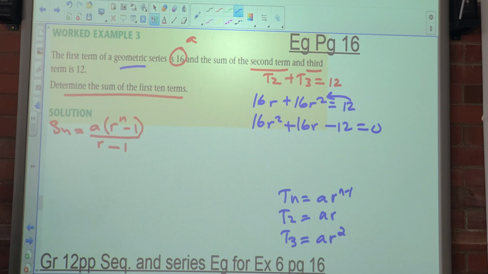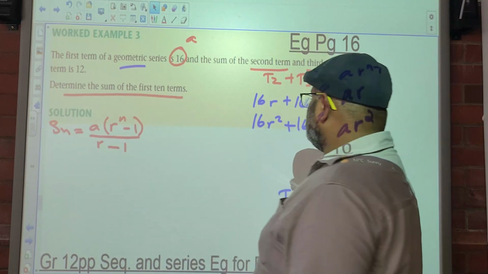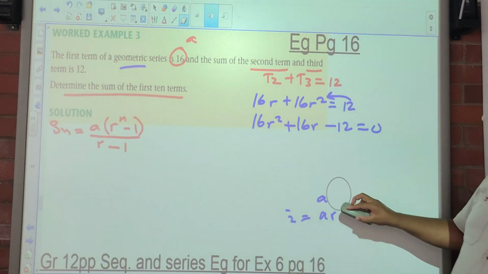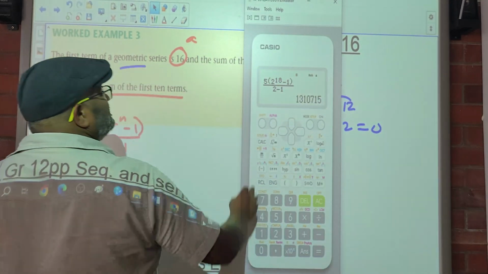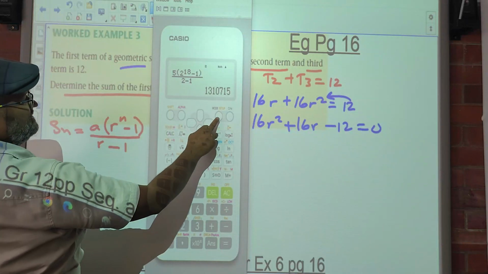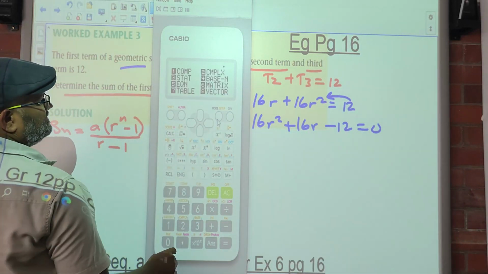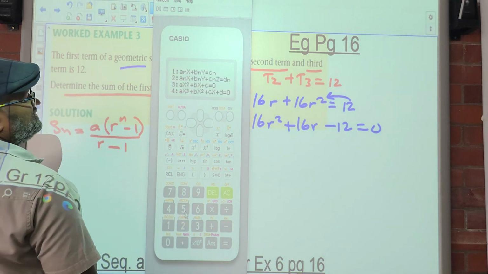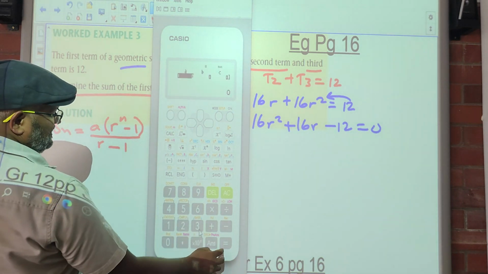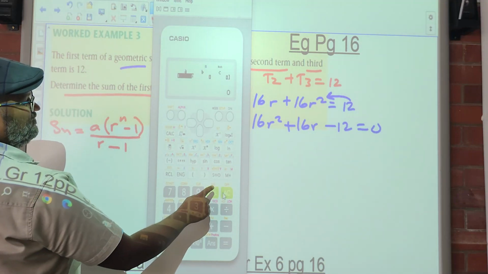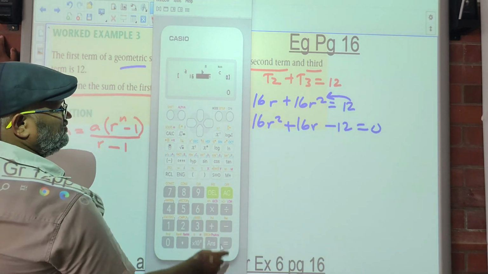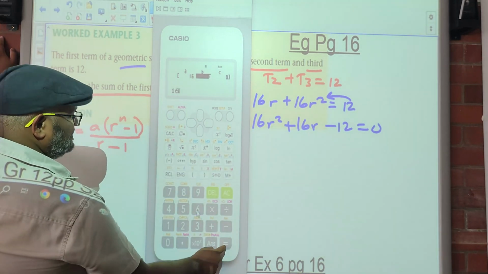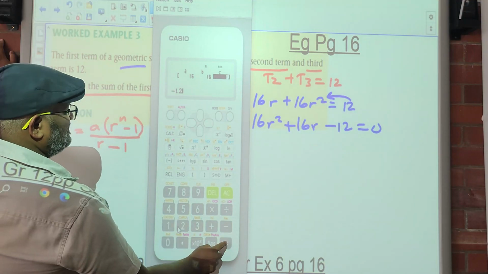So how can I solve that? One of three ways. You can use trinomial factorization, or the quadratic formula, or the calculator. For those of you who have the calculator, it is mode, equation, so it's 5, and it's a trinomial, so it's number 3, quadratic equation. The coefficient of x squared, which is r squared, is 16 in this case. Coefficient of r, which is b, is 16. And the constant is negative 12 and must be equal to 0.